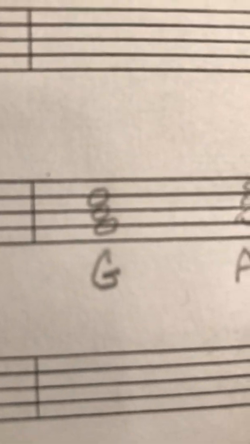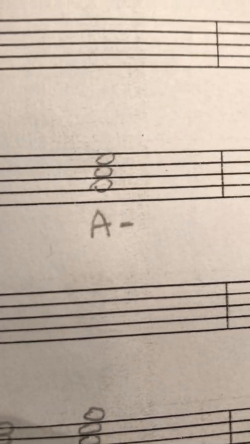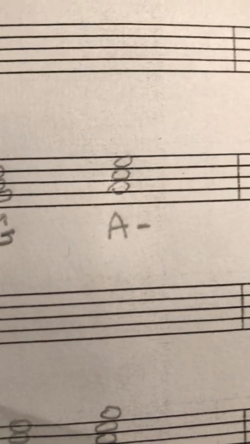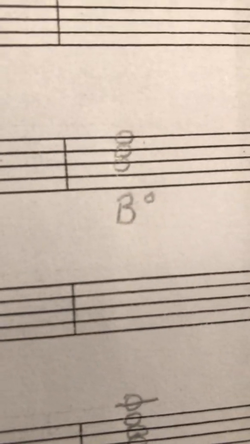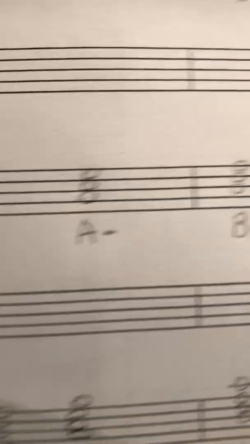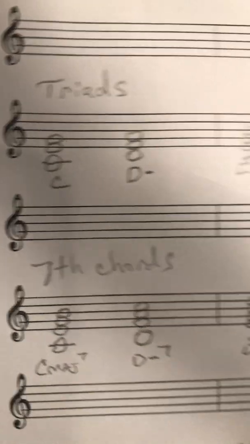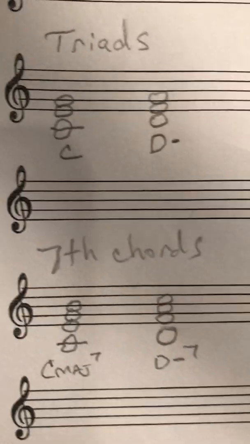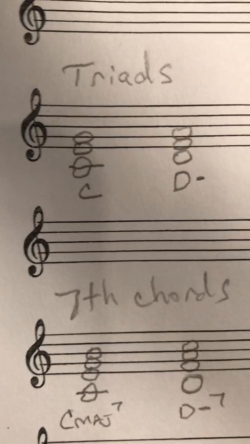G, B, and D, that's a G chord. A, C, and E, that's your A minor chord. A, C natural, and E. And then B, D, and F is a B diminished chord. These are triads now. Don't think flat 3, flat 7, and all that stuff. We're using the key signature for all that.